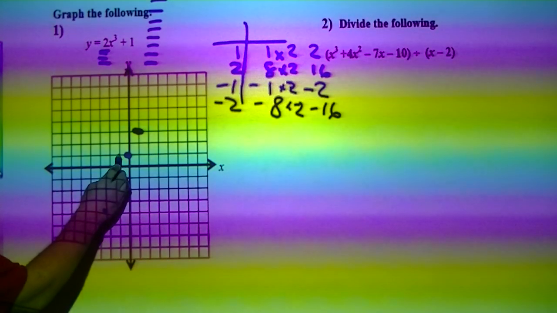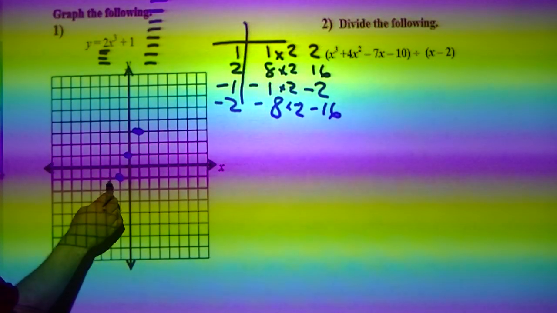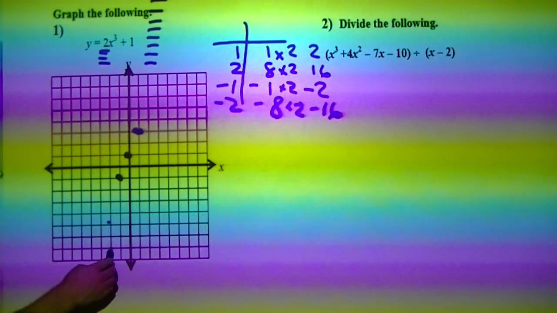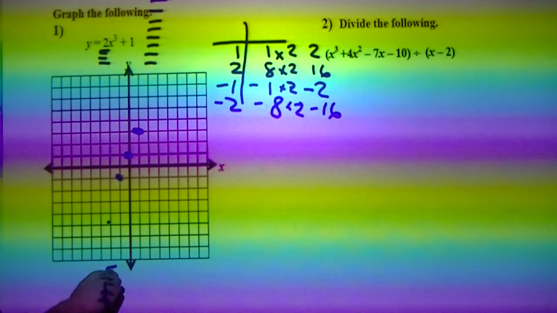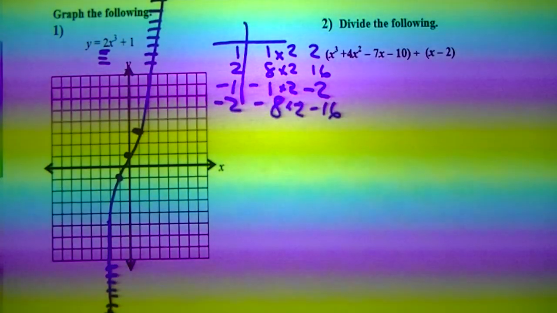All right, let's do that again. 1, 2, 1, 2, 3, 4, 5, 6, 7, 8, 9, 10, 11, 12, 13, 14, 15, 16. Okay, a little bit off the page, but we get the curve there.